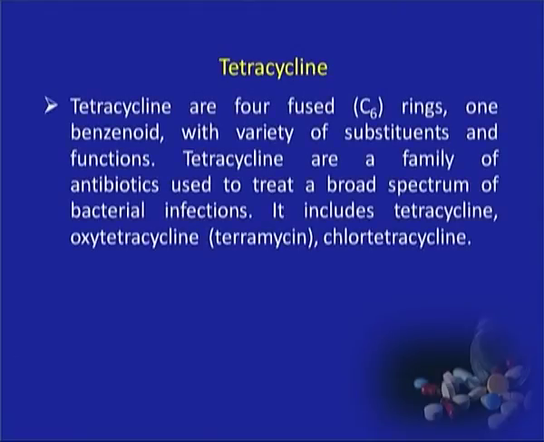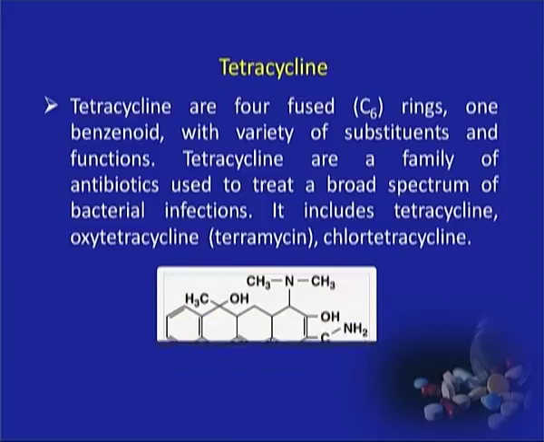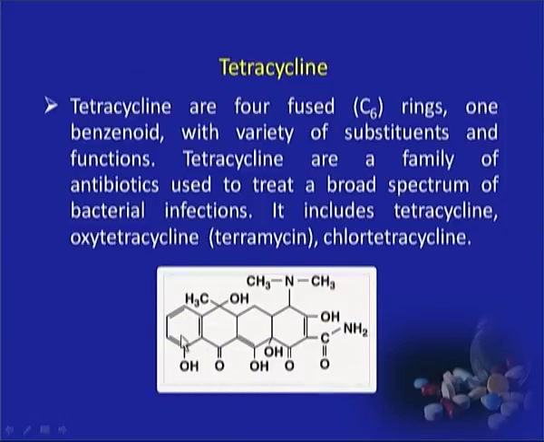Let us focus on tetracycline. Tetracyclines have four fused C6 rings, one benzenoid, with a variety of substituents and functions. Tetracyclines are a family of antibiotics used to treat a broad spectrum of bacterial infections. It includes tetracycline, oxytetracycline, terramycin and chlortetracycline. This is the chemical structure of tetracycline.